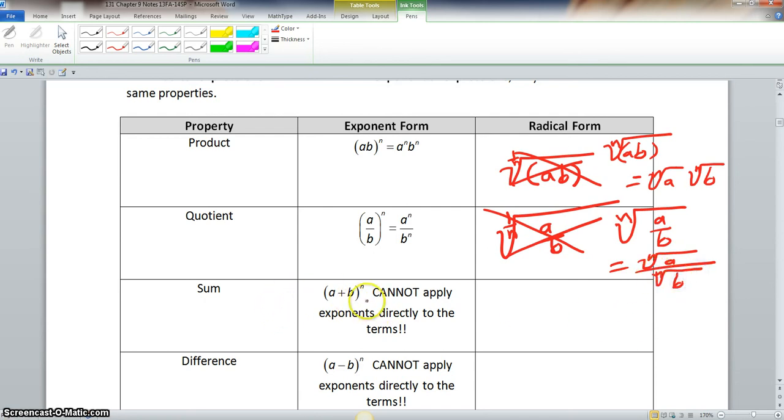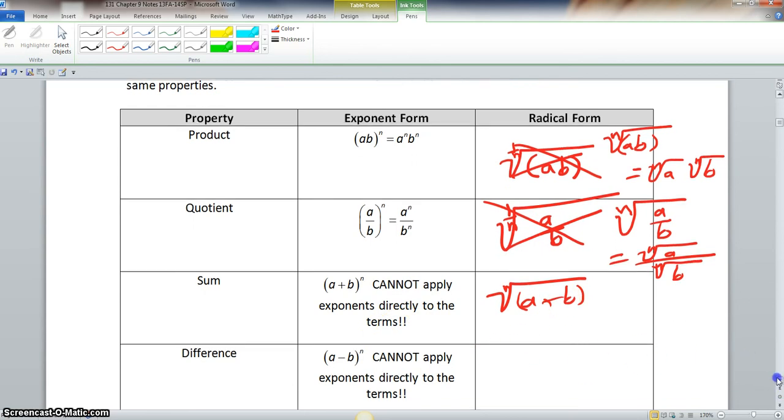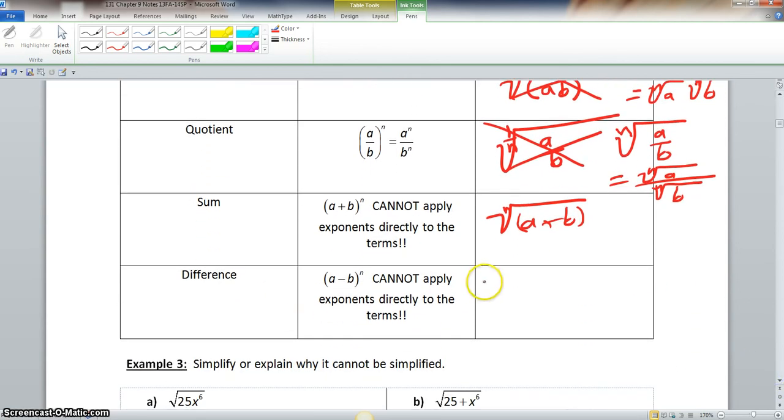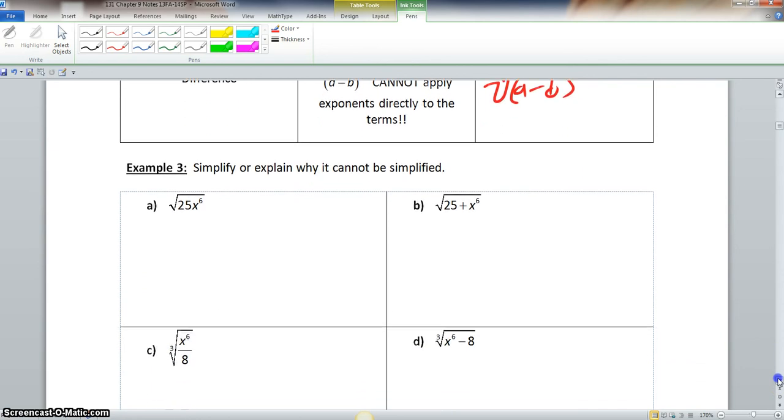Now we come down here to the sum. We have A plus B to the n, cannot apply exponents directly to the terms. Now if we took the nth root of A plus B, it's the same thing. We cannot apply exponents directly to the terms. And then it's the same thing with the difference. We cannot apply exponents to the individual terms, directly to the terms.